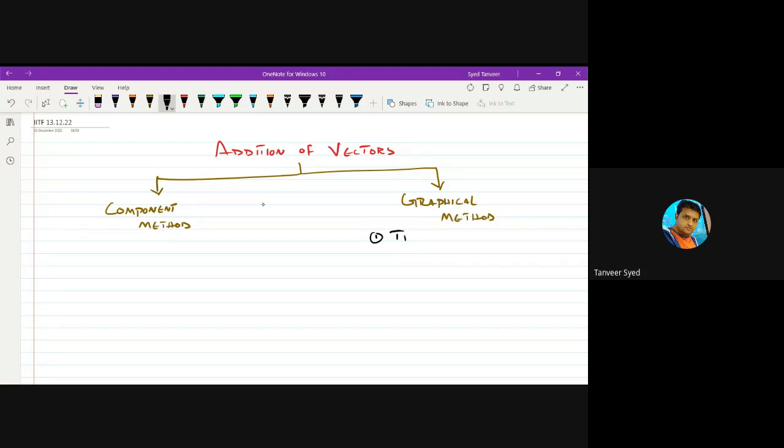One is the triangle law of vector addition. Second is the polygon law of vector addition. Third is the parallelogram law of vector addition. Depending on the given situation, we can use any one of the laws to add vectors graphically. We'll come to that later. First of all, let us see how vectors can be added by the component method.